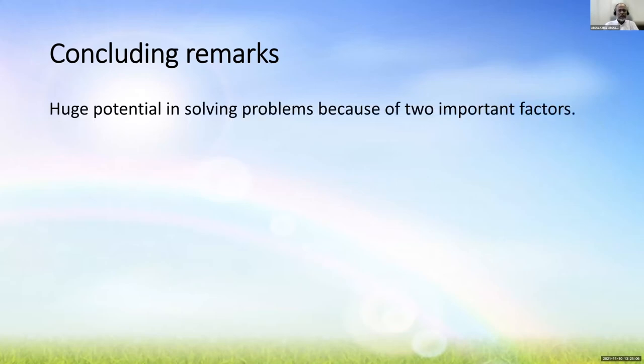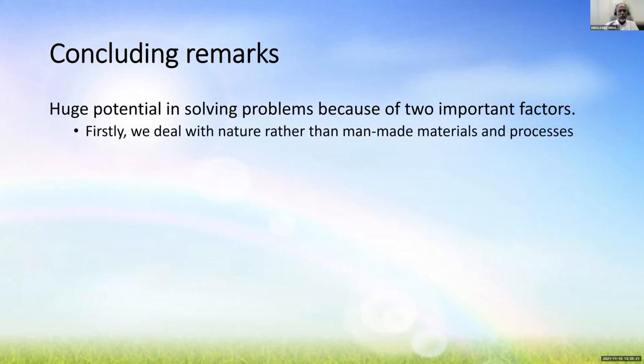So with my 2 minutes remaining, let me just go over the concluding remarks. I would say machine learning has huge potential in solving problems because of two important factors. And here we are kind of the kings in terms of coming up with this approach. What are those factors? We deal with nature rather than man-made materials and processes. So with reservoirs, you cannot predict the property of the reservoir from this point to this point. Just 1 inch away, you may have things very much different.